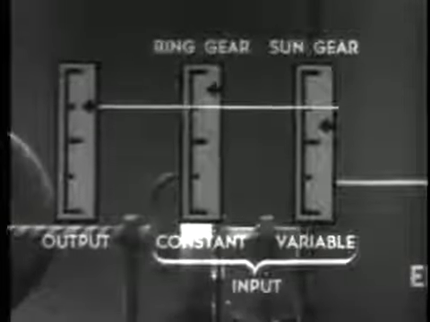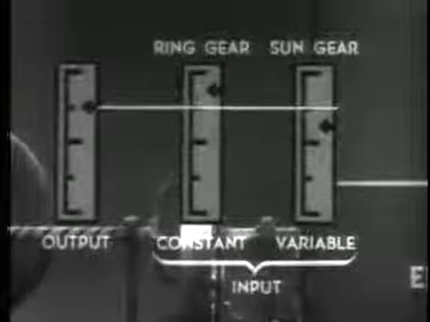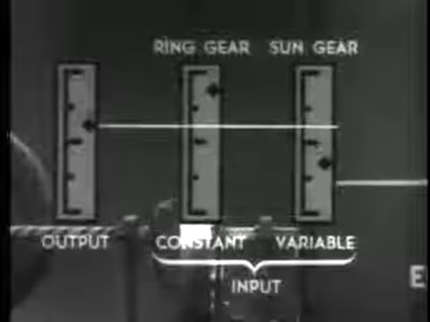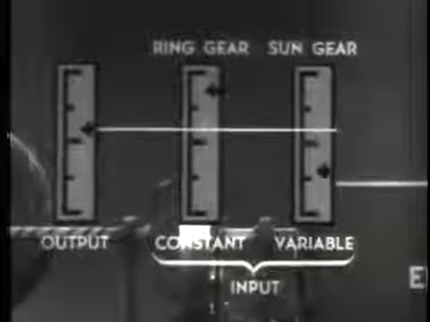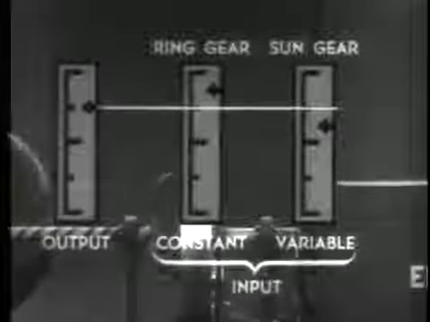Now let's increase the speed of the sun gear. This results in variation of the output speed. The faster we drive the sun gear in the same direction as that of the ring gear, the greater will be the output speed. The output speed always stays between the two input speeds. No matter how we vary the sun gear speed, the output always stays between the two input speeds.